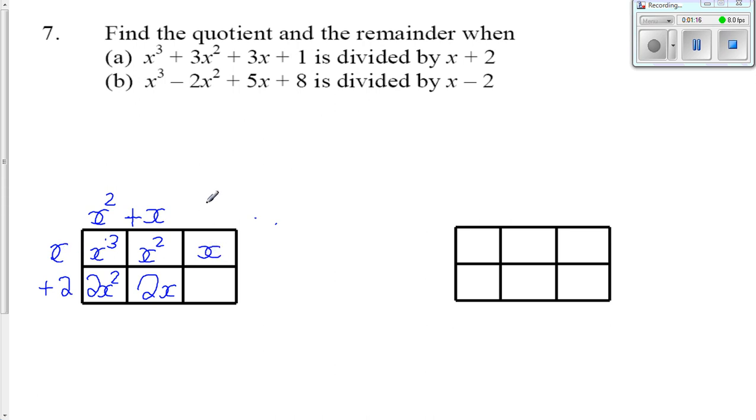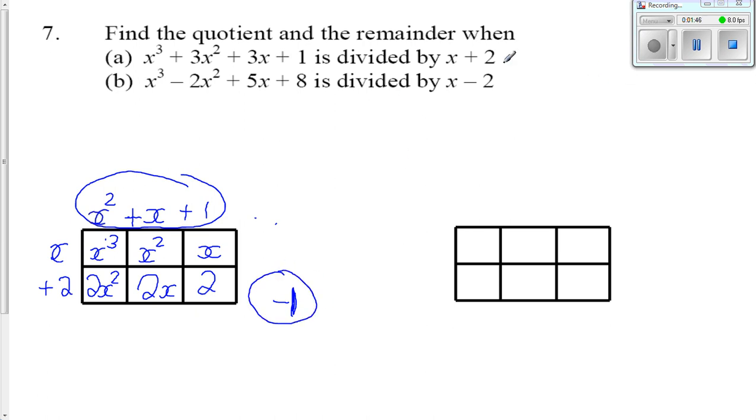X times 1 must give the x. As a byproduct, we've got 1 times 2, which is 2. We don't want 2, we wanted only 1. So we have to have a remainder of minus 1 to get from 2 down to 1. So the quotient is this bit here, x squared plus x plus 1, and the remainder is minus 1.